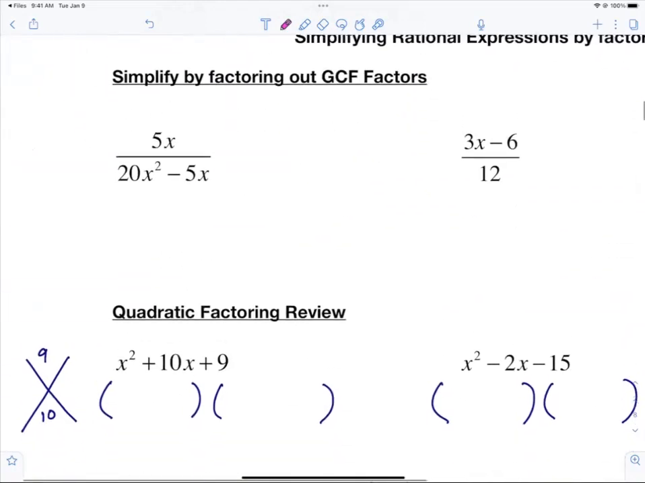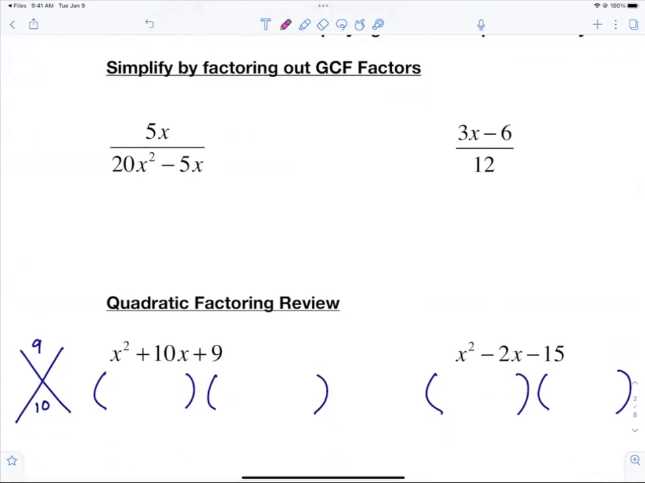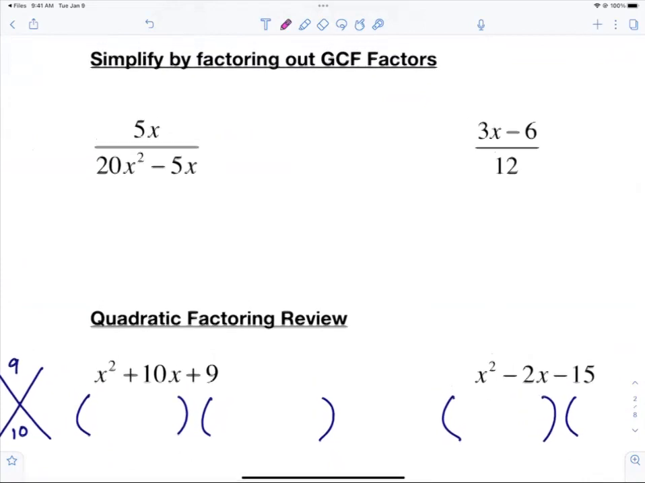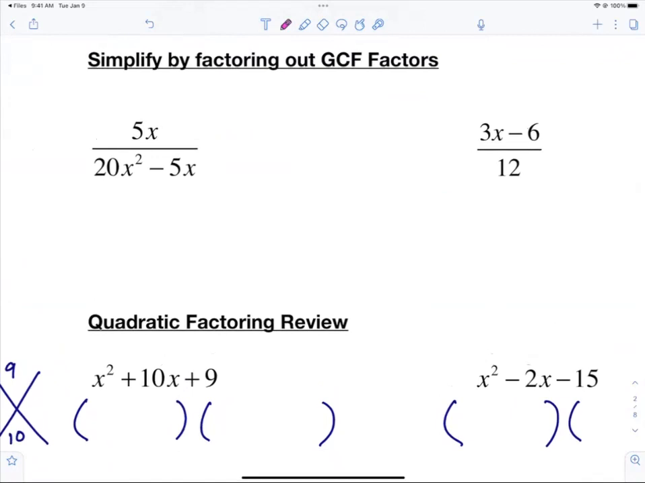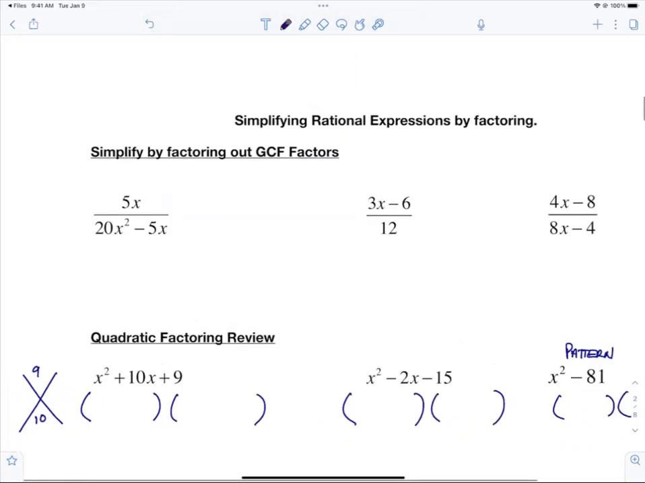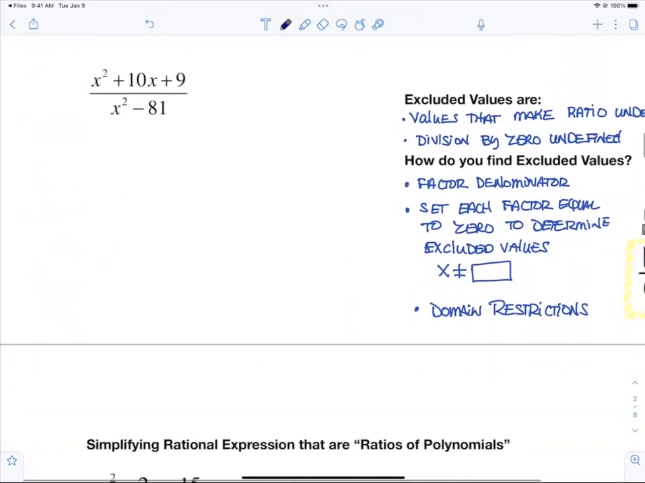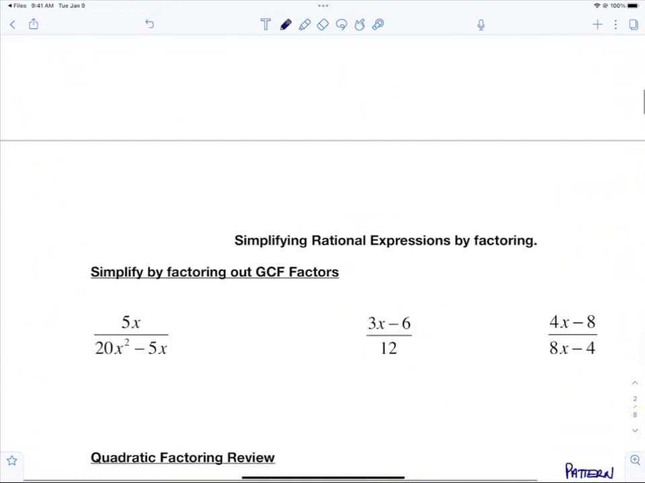Let's see, moving on. Okay, here we go. Now, letting this get a little bit more complicated, which is where we need to be, I'm going to simplify all of these by factoring. So we'll start with the GCF factor first. And then we need to list excluded values. And then I'll stop the video and let you all practice. All right, here we go.